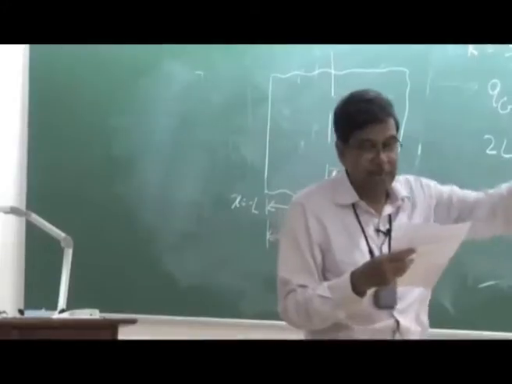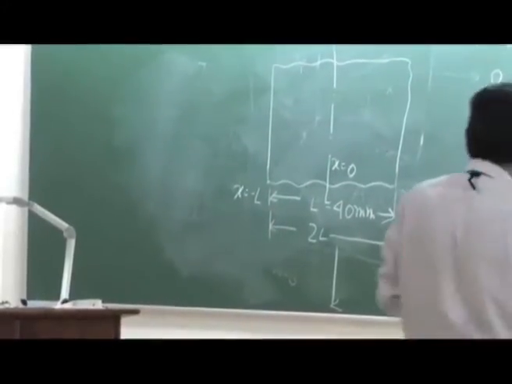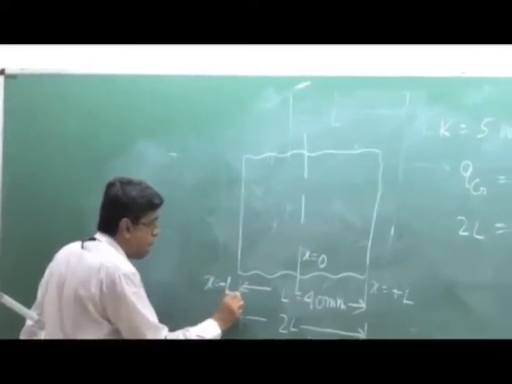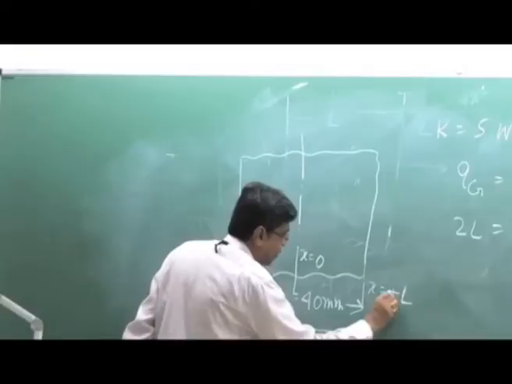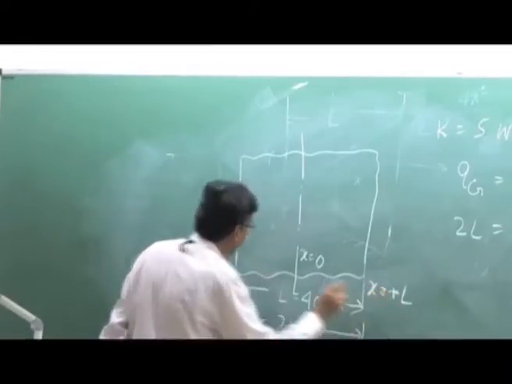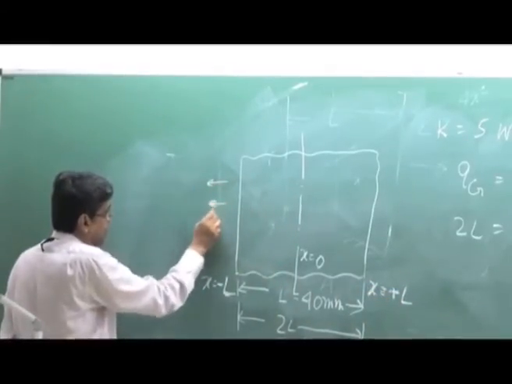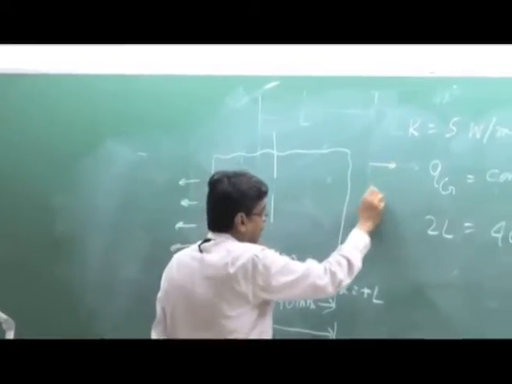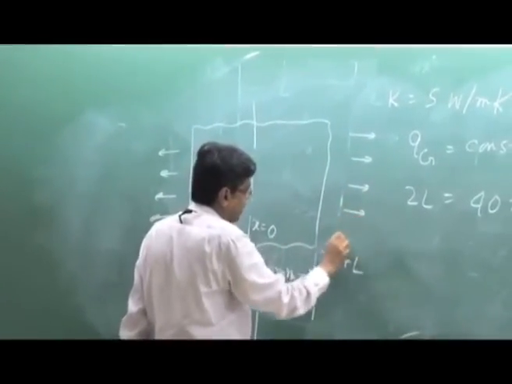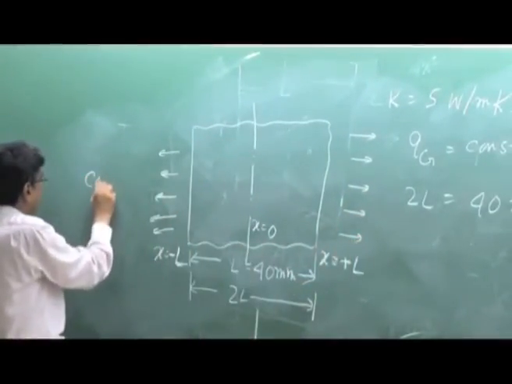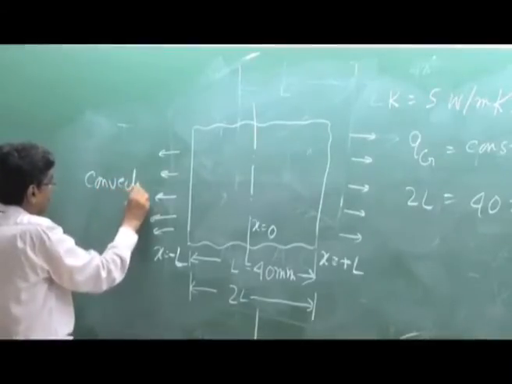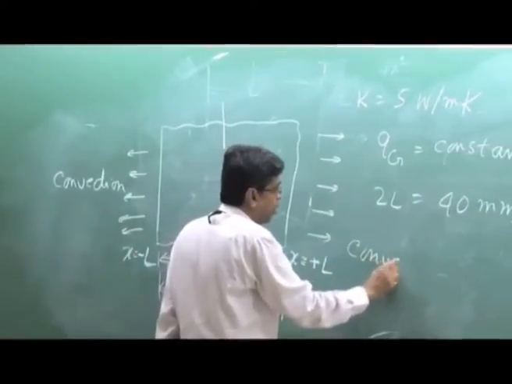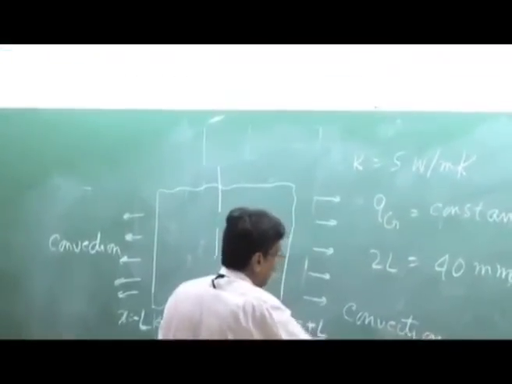while convection heat transfer occurs at both the surfaces, x is equal to minus L and x is equal to plus L, both surfaces. That means heat is transferred in both directions. The way I have done that, both surfaces the convection is there. So convection to the fluid, convection from the surface. That means the surface is being cooled by convection. I am not bothered whether it is natural or forced convection.